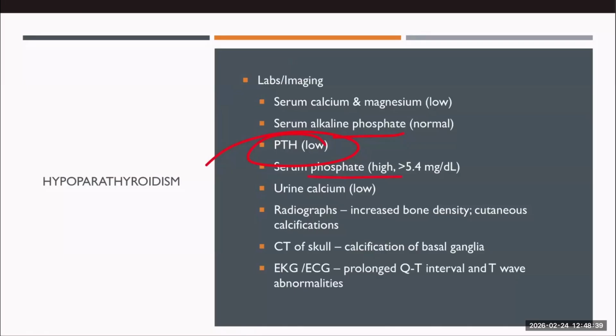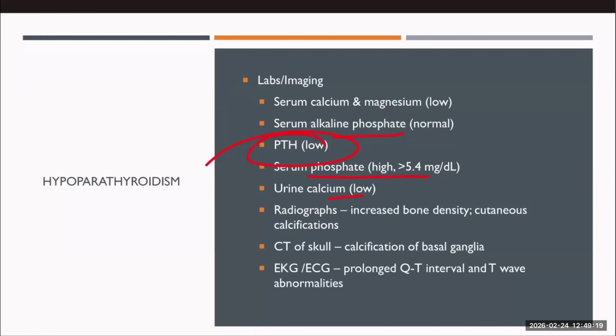Why is serum phosphate potentially going to be high? What don't we have? What hormone are we deficient in this whole segment? PTH. What does PTH do for phosphate? Gets it out in the what? Urine. So if we're not doing that anymore, the phosphate's going to stay and get stuck where? In the blood. That's why serum phosphate may be high, because the PTH isn't there to get rid of it into the urine. So it may build up a little bit. Urine calcium will be low. Makes sense. If it's low in the blood, it's going to be low in the urine probably.